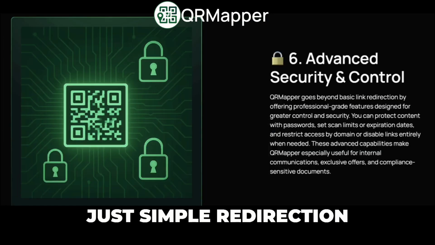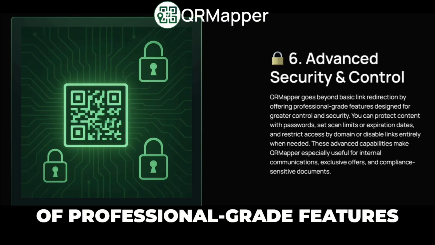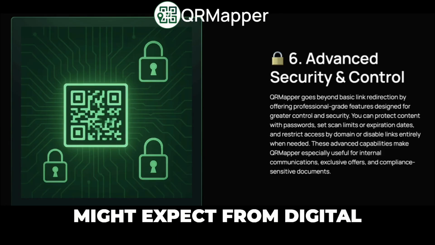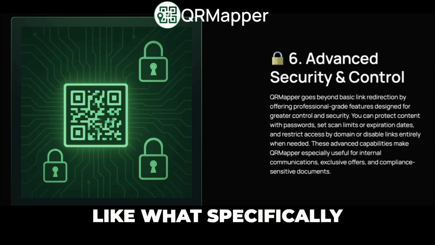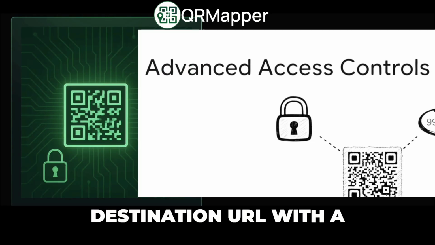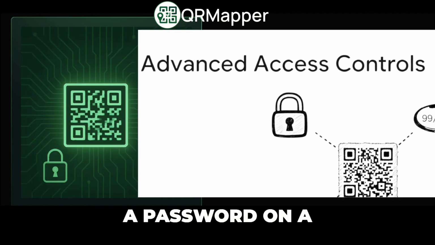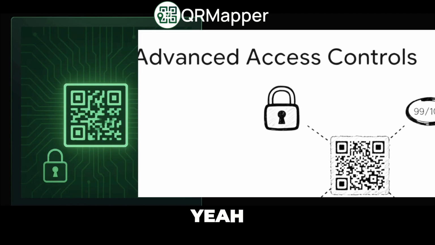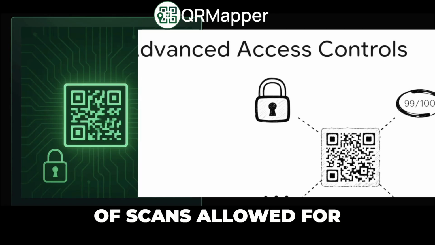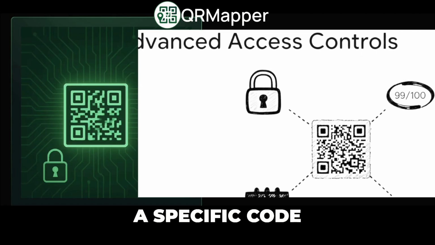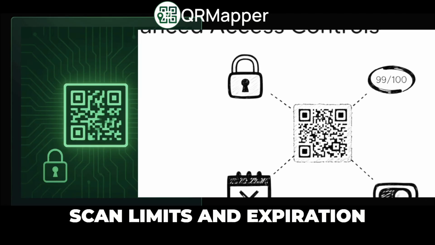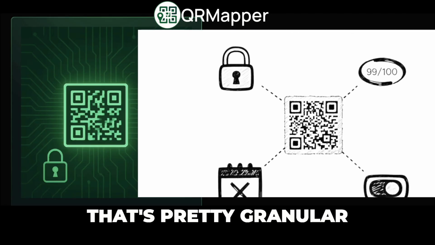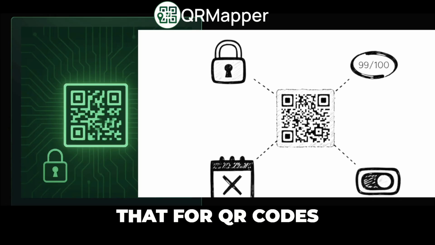This takes it beyond just simple redirection. It adds a layer of professional-grade features you might expect from digital link shorteners, but applied to the QR code link. Like what specifically? Things like protecting the destination URL with a password. A password on a QR code. Okay. Yeah. Or setting a limit on the total number of scans allowed for a specific code. Or setting an expiration date after which the code just stops working. Scan limits and expiration dates. That's pretty granular control. Didn't even think about that for QR codes.